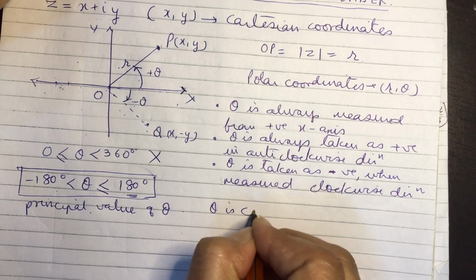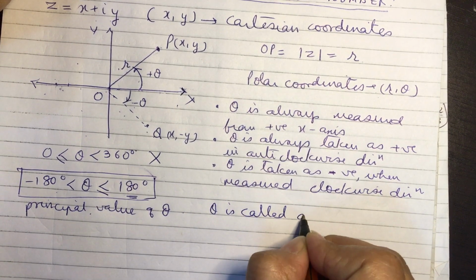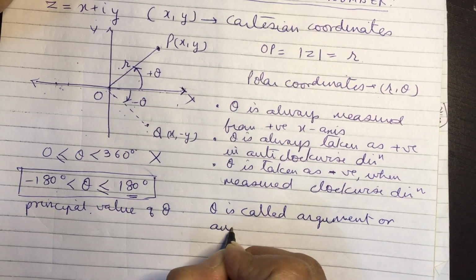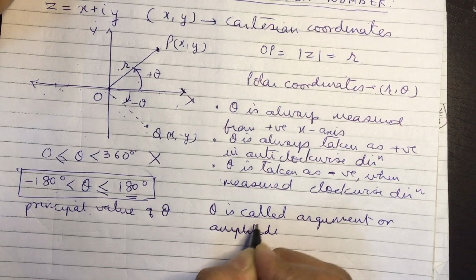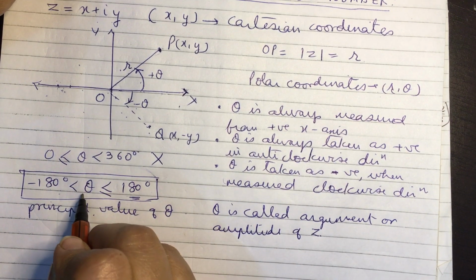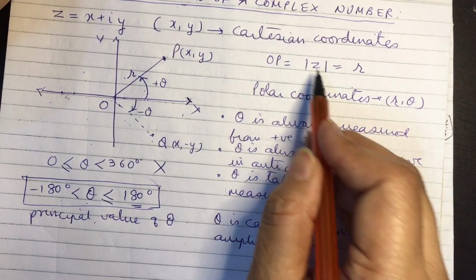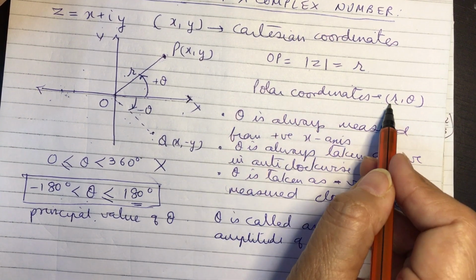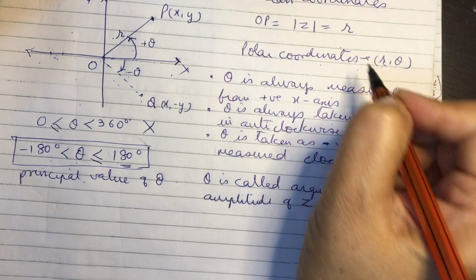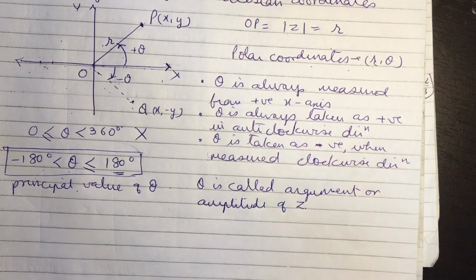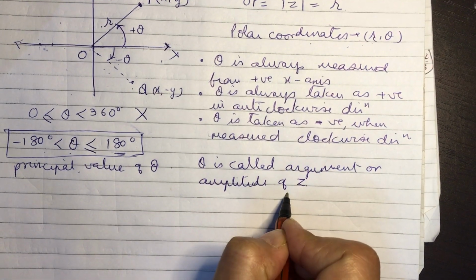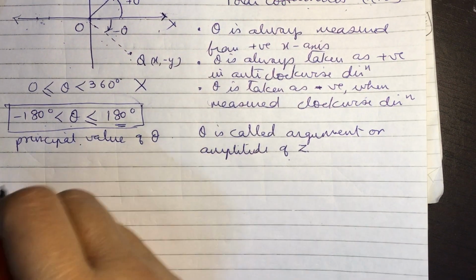Now, theta is called the argument or amplitude of z. So, with theta as this and r as this, the ordered pair r comma theta is called the polar coordinates, and polar representation is nothing but the representation of z in terms of r and theta.